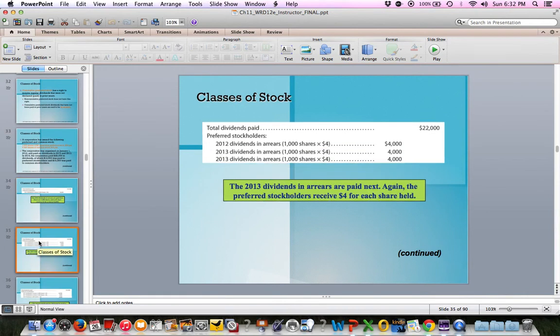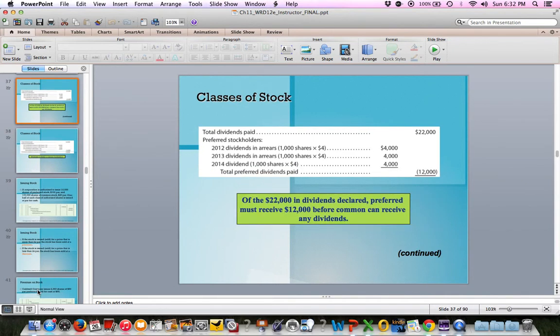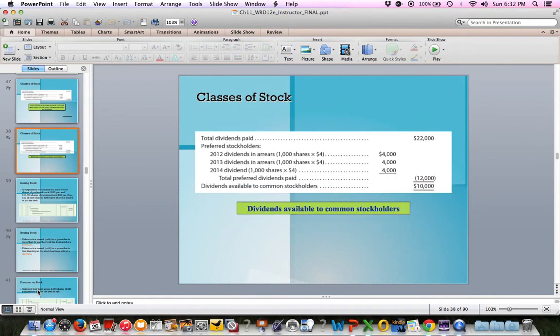And then of course 4,000 per year for each of the 3 years. Okay, so you can see right there, we get down to 2014, and 12,000 then is paid to the preferred shareholders: 2012's that were in arrears, 2013 in arrears, and the current dividend of 2014. So total paid 22,000 less the 12,000 paid to preferreds, of course leaves 10,000 available to pay to commons. And you'll have some problems like that when you do the problems in Cengage now.